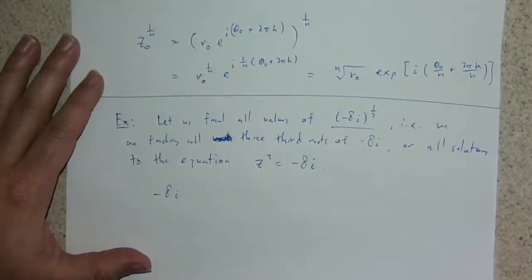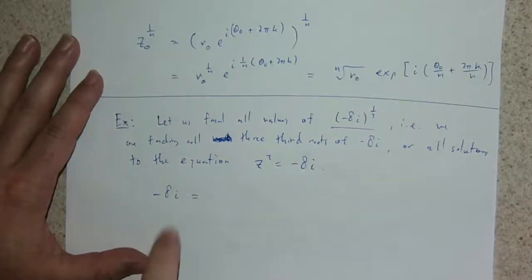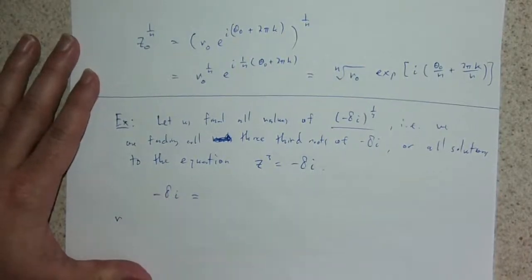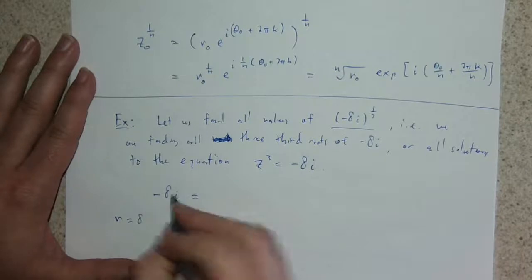What is that in exponential form? So minus 8i is, well, what is r here? Well, r would be the square root of 0 squared plus minus 8 squared. So it's the square root of 64, so it's just 8. So r is 8 here.